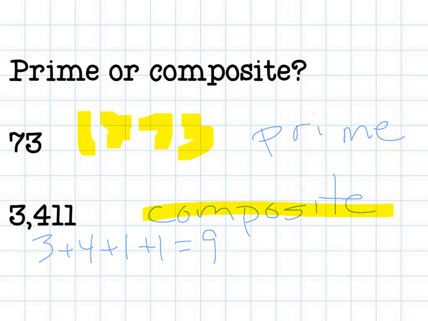That concludes the lesson on prime and composite numbers. You should be able to identify, using your divisibility rules, which numbers are prime and which ones are composite.